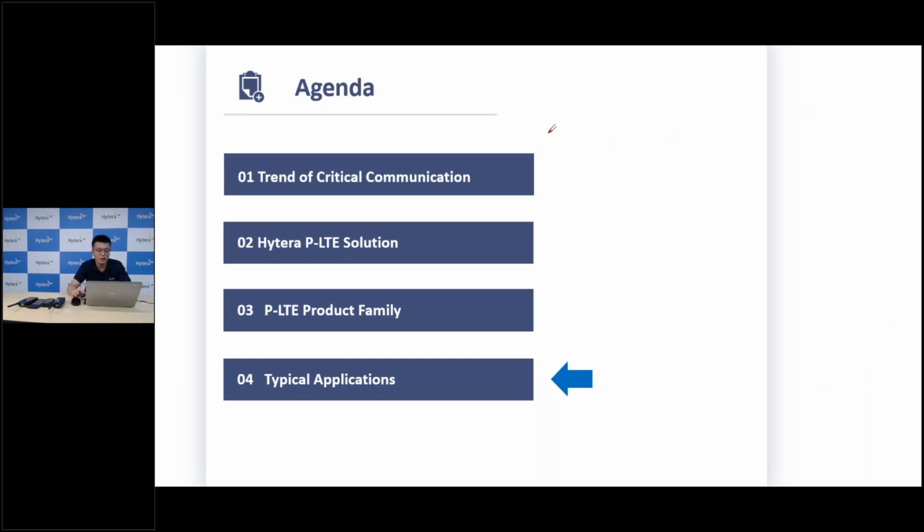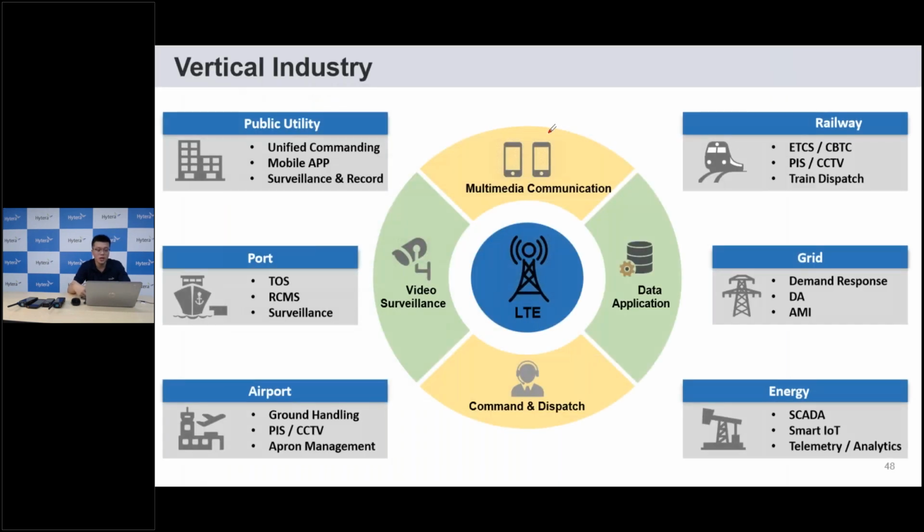So right now it turns to the last part of this webinar presentation, the typical applications. At the same time, I'd love to share some successful reference cases of the Hytera P-LTE solution. First, I need to mention that the Hytera P-LTE system can be widely used for public safety end users, and it could also be a good option for the rest of the vertical industries, for example public utility, airport, railway, transportation, power grid, and even energy.